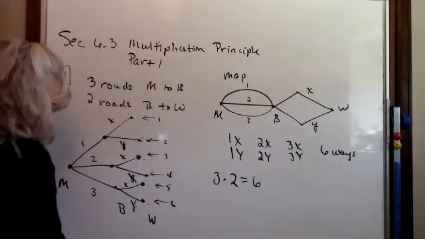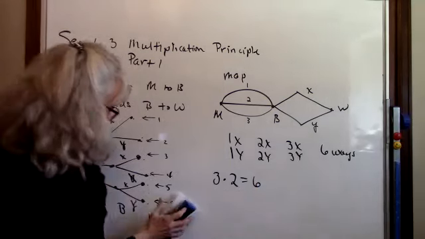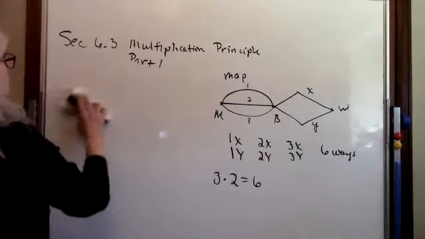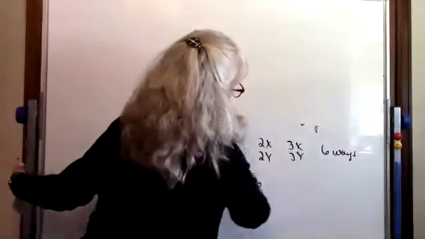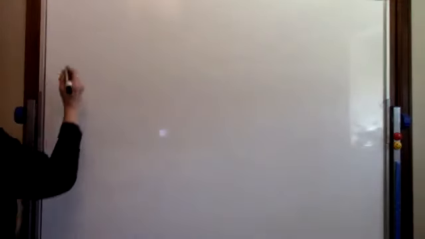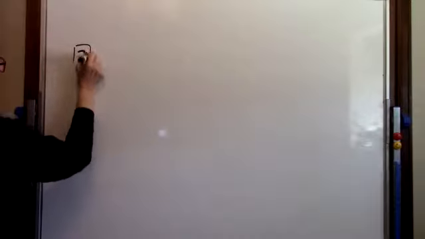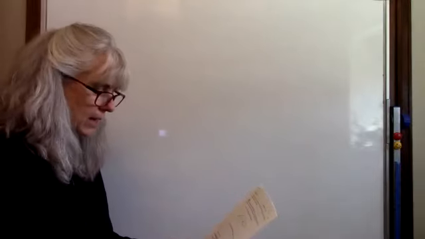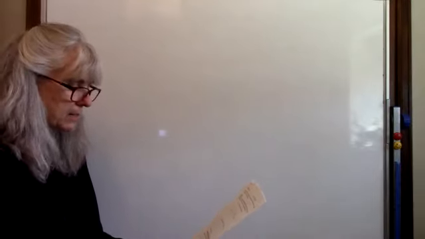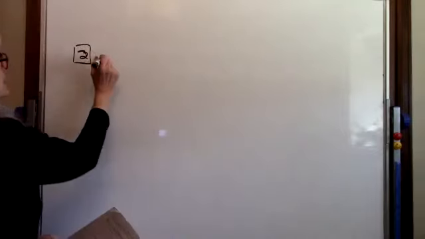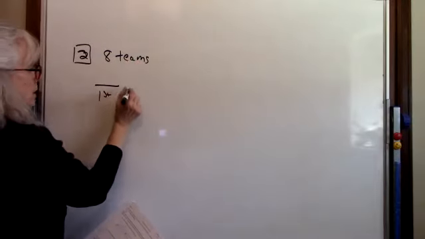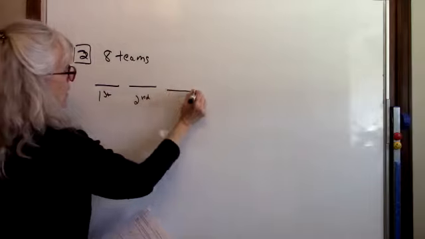Let's do another quick example just to get you used to it. Our next example is totally unrelated to the first one, but we can still use the multiplication principle. This is example 2. There are 8 basketball teams in a tournament. Find the number of ways first place, second, and third place can be decided, as ties are not allowed. So we have 8 teams, and we want to know the number of ways that first, second, and third can be decided.